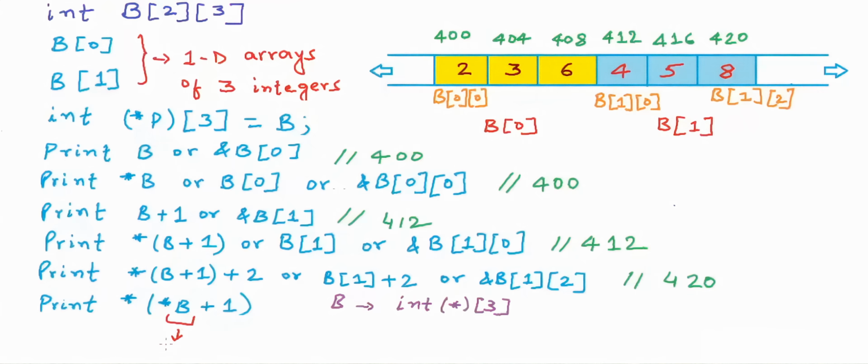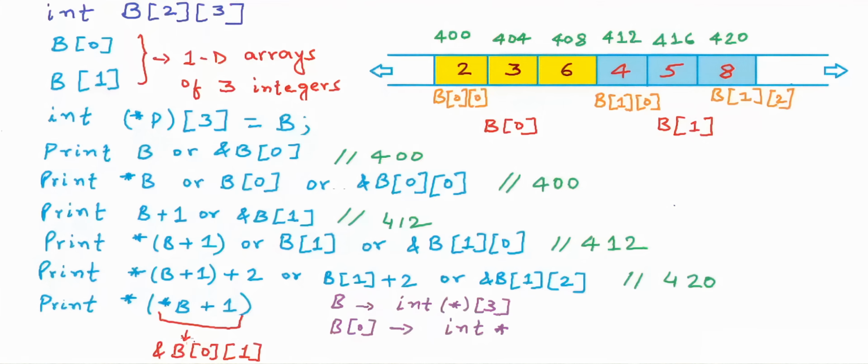So *B, as we know, will give us B0. *B is the same as B0. Now B0 in my expression, because B0 is the name of a one-dimensional array, returns me a pointer to the first integer in the one-dimensional array. So B0 returns a pointer to an integer. We will get a pointer to this integer at address 400. Now what will happen if you add 1 to an integer pointer? It will take you 4 bytes ahead to the next integer. It will return you a pointer to the next integer. So we will get a pointer to this integer at address 404.